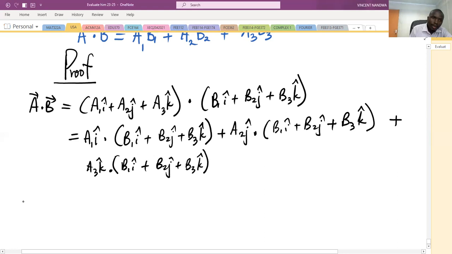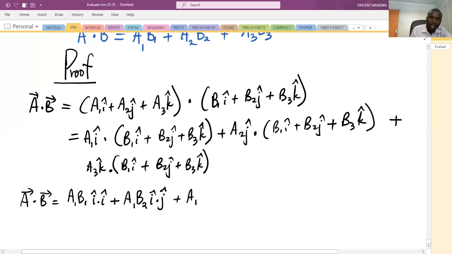And then A dot B will be, let's open here. Remember A1 is a number, B1 is a number. So you have A1, B1, and then i dotted with i, plus A1 B2, where B2 is a number, then i dotted with j, plus A1 times B3, and then i dotted with k. So that's the expansion of the first term.